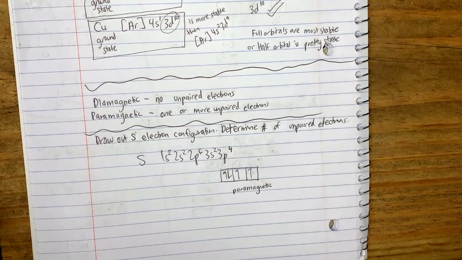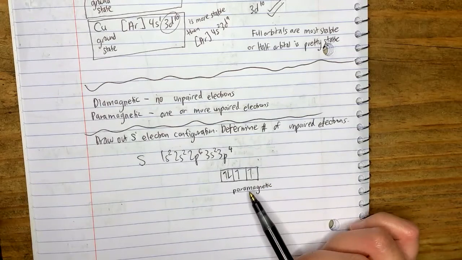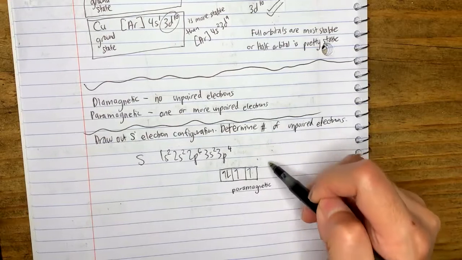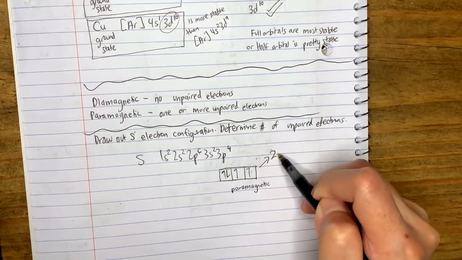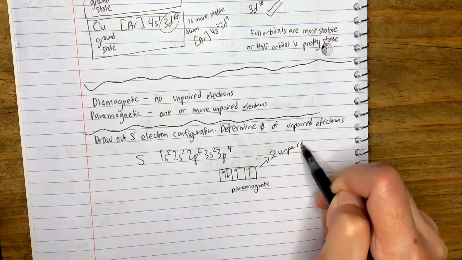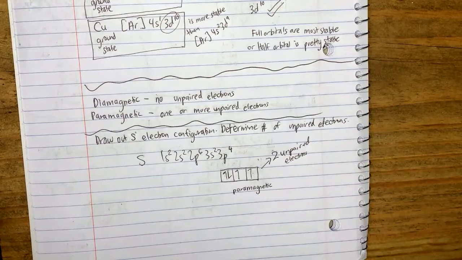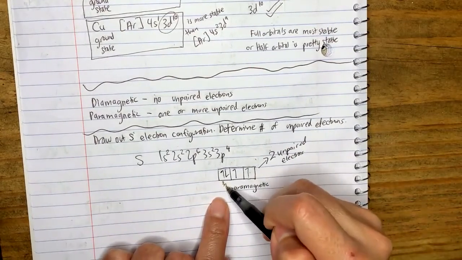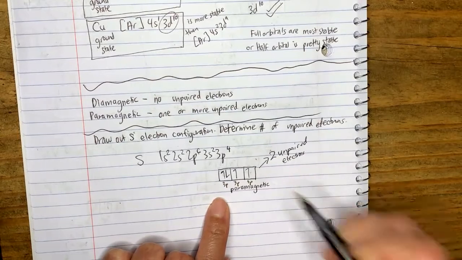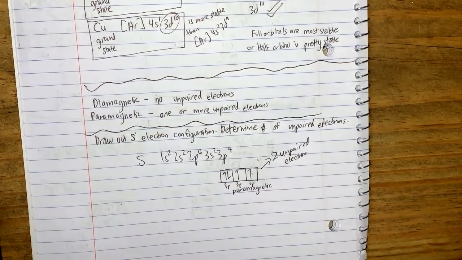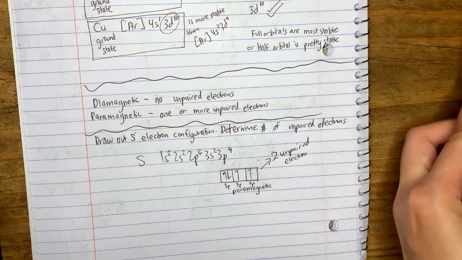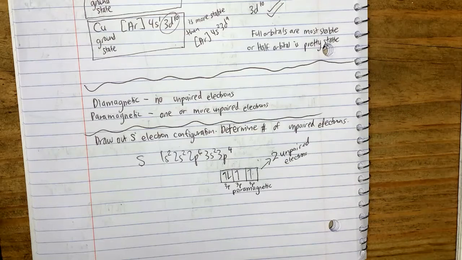Okay, so this one here, how many unpaired electrons do we have? We have 2 unpaired electrons, and that's level 3p. Okay, so that's how you can tell stuff that's magnetic or not. So let's do some more examples, okay? We want to tell if it's paramagnetic or diamagnetic.